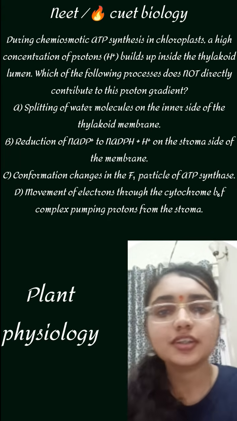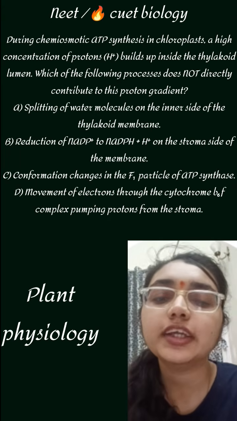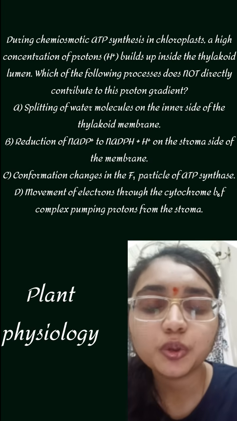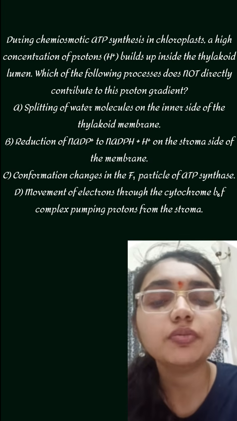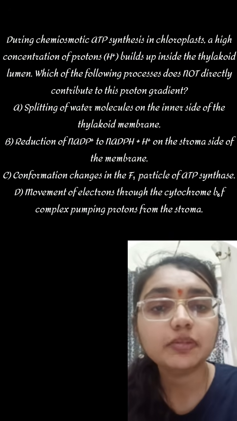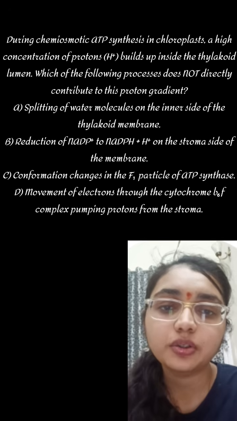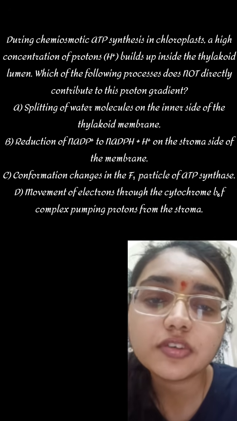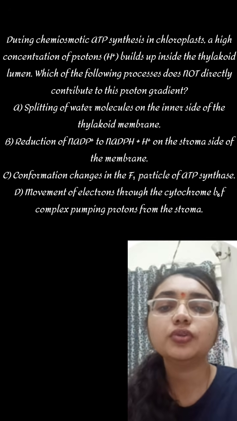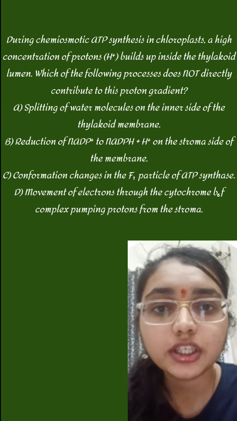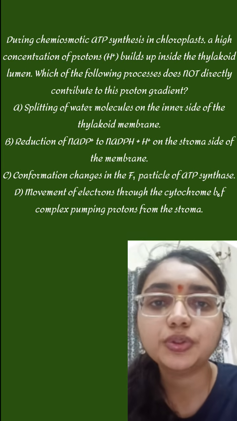BioMindscape. Here the question is: during the chemiosmotic ATP synthesis in the chloroplast, there is a high concentration of protons, that is H+, and it builds up inside the thylakoid lumen. Which one of the following processes does not directly contribute to the proton gradient? We have to tell which one does not contribute to the proton gradient.